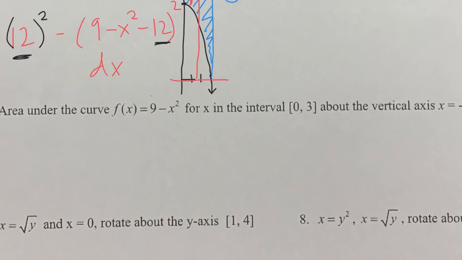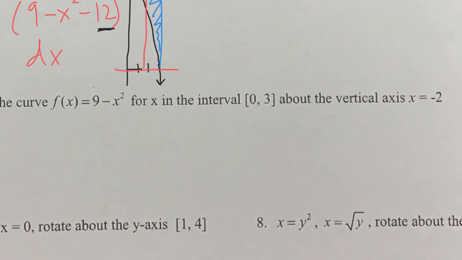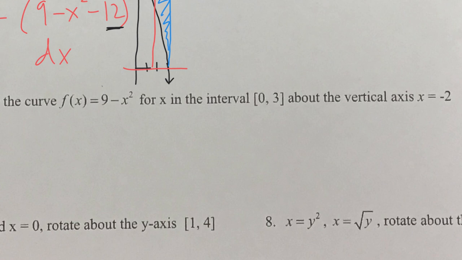Okay, same graph, 9 minus x squared. Now we're going about the axis x equals 2. About the vertical axis, x equals negative 2.